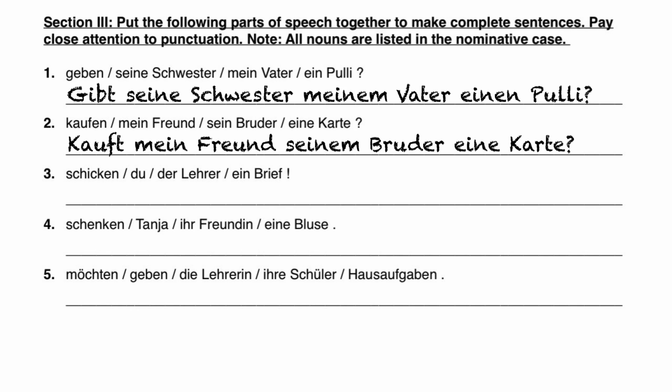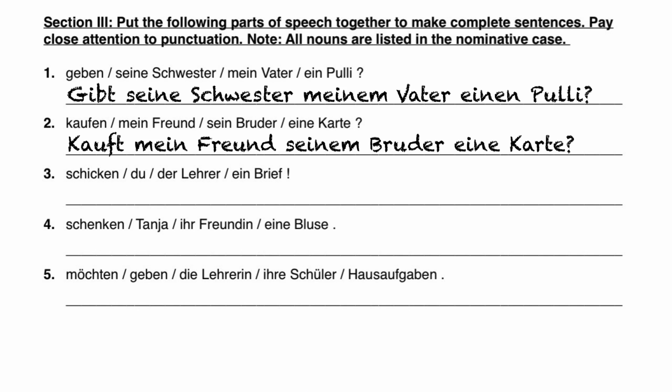So we have here eine Karte, the thing being bought. If you took out meinem Bruder or seinem Bruder, you would be perfectly fine. You would just say, kauft mein Freund eine Karte, is my friend buying a card or a ticket. Makes perfect sense without it. But if you put that in there, it adds a little bit of information that we might need, and that's for whom or to whom something is being bought or given.